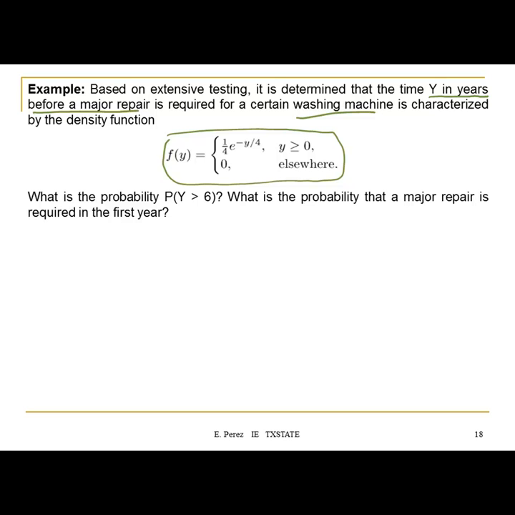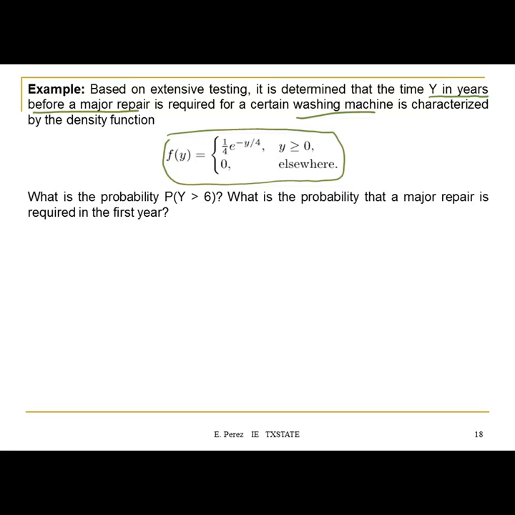The exponential, okay? So I might not tell you this is the exponential distribution. I can show you that function, and you should be able to recognize the exponential from there. Very easy to recognize once you see the exponential function inside. So we have the mean of 4 for the exponential, and we want to know what is the probability that the years before a major repair is greater than 6.